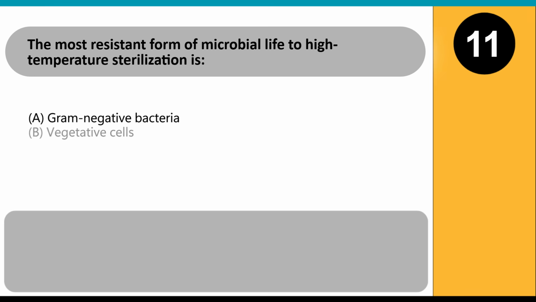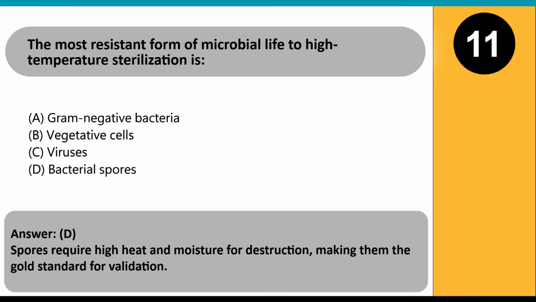The most resistant form of microbial life to high-temperature sterilization is: A. Gram-negative bacteria. B. Vegetative cells. C. Viruses. D. Bacterial spores. Answer: D. Spores require high heat and moisture for destruction, making them the gold standard for validation.